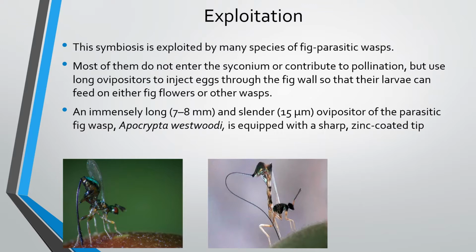The ovipositor is pretty long. It's 7 to 8 millimeters, and it's 15 micrometers in width. The ovipositor of the fig wasp is equipped with a sharp zinc-coated tip. So these wasps really piggyback off the ones that actually go in and do the pollination and reproduction from the inside.